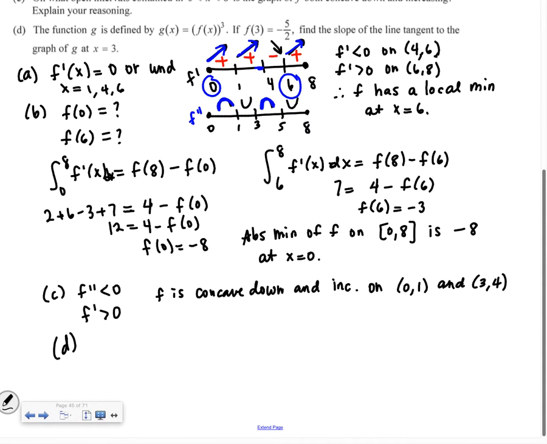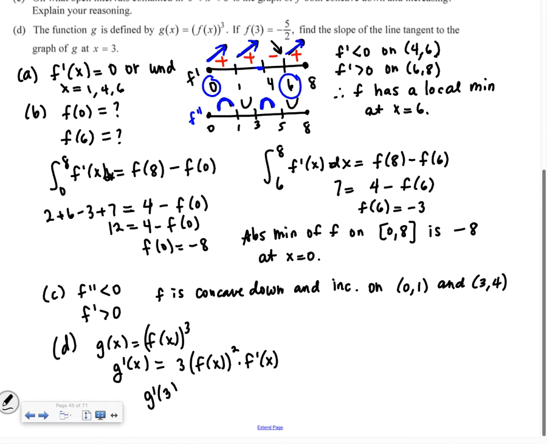All right, and then part D. So it says the function g is defined by g of x equals f of x cubed. If f of 3 equals negative 5 over 2, find the slope of the line tangent to the graph of g at x equals 3. So if I have g of x is equal to f of x cubed, and I need to find the tangent line, I need to find its derivative. So I'm going to have 3 f of x squared times f prime of x. Okay, and I'm asking for the slope at 3, so I'm going to have g prime of 3.